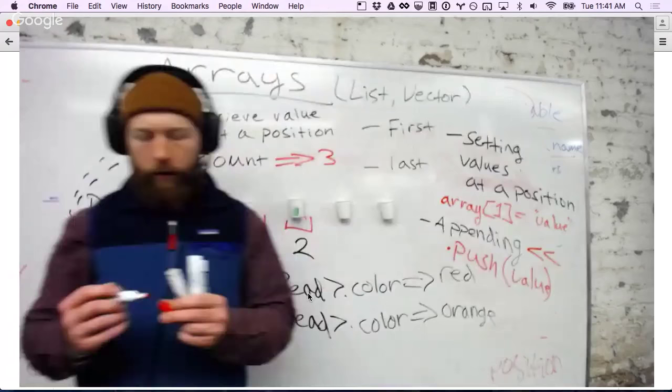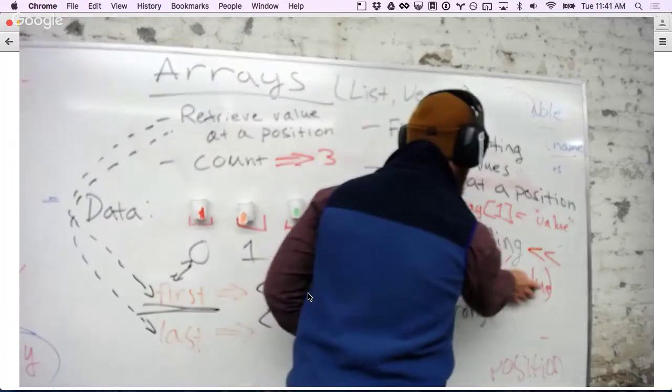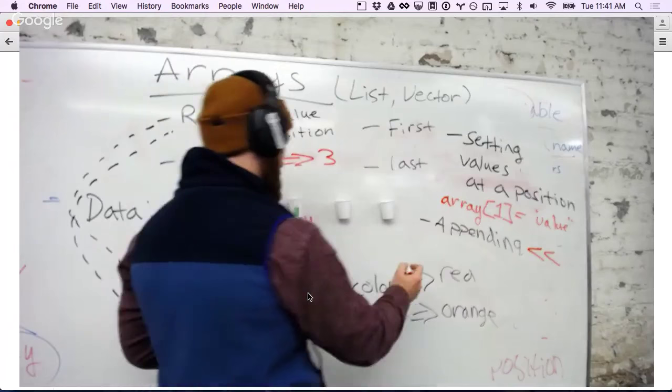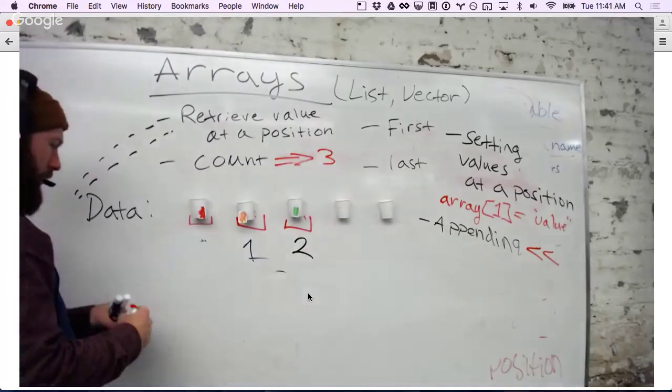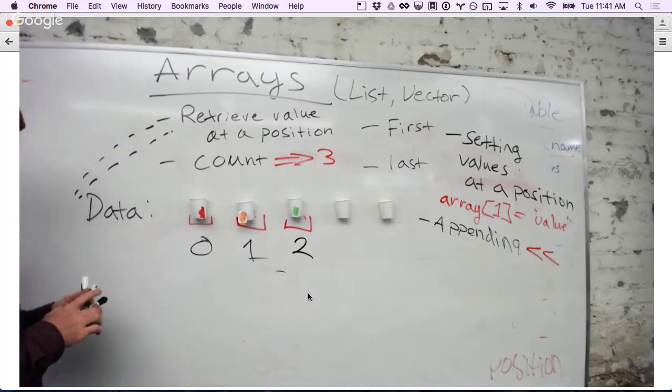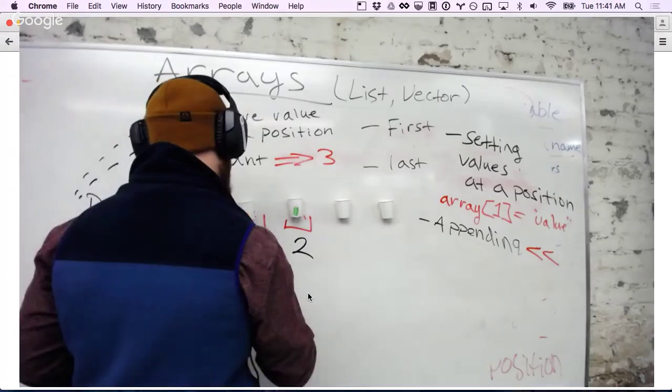Let's suppose that we added the value nil. So pretend that we said array... I have to clean some things out here. Oops, I erased my zero. Let's suppose that we were in our terminal to say push with the argument nil.